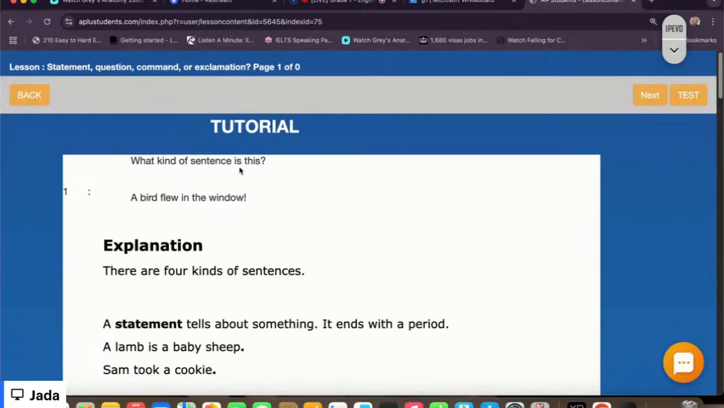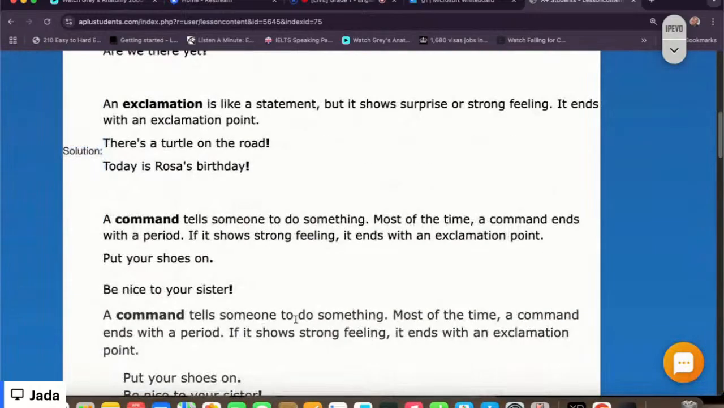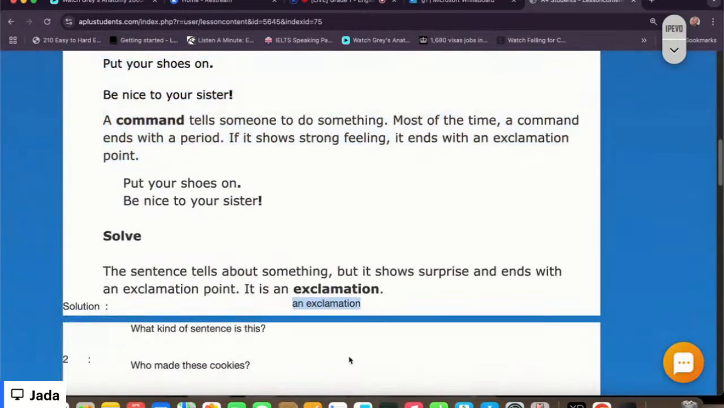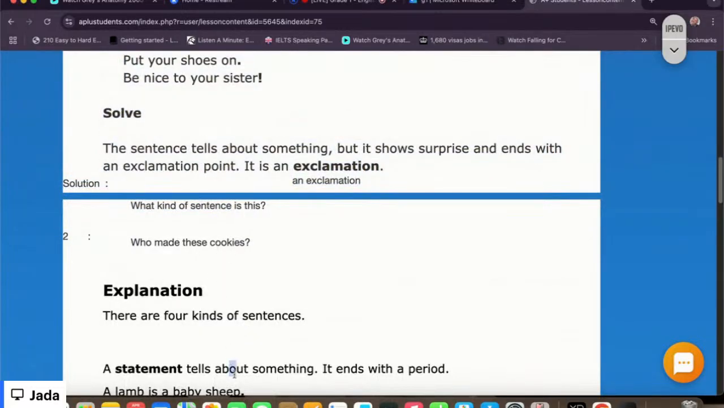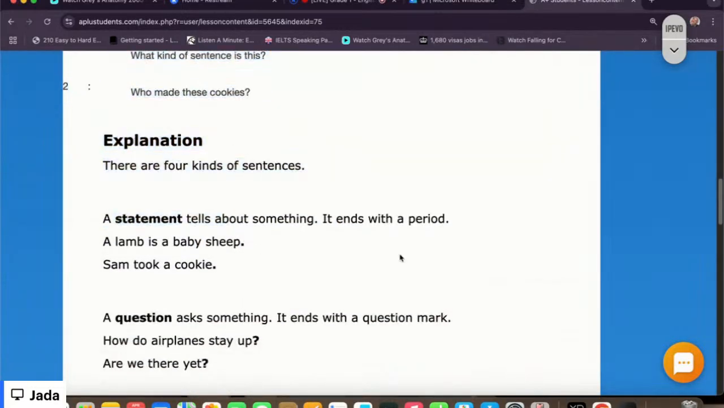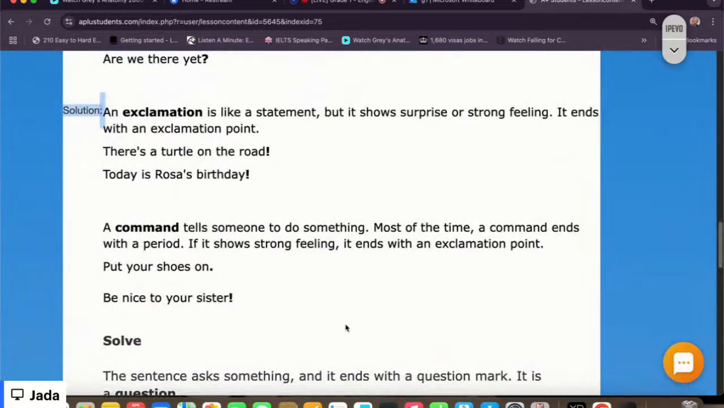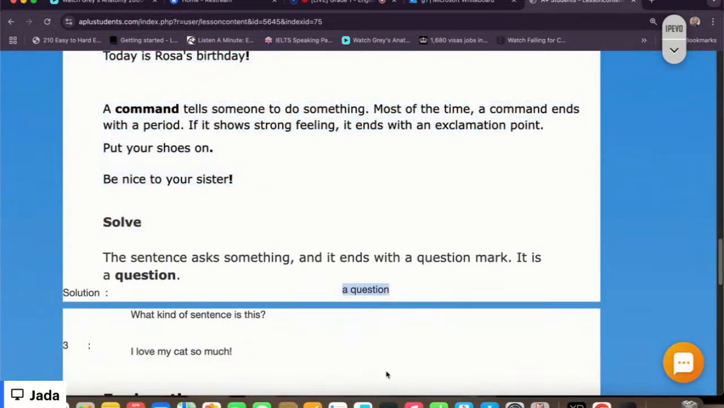Okay, so what kind of sentence is this? A bird flew in the window. This will be what? Exclamation. Okay, because it's telling us about something, but it is showing surprise and it ends with an exclamation point. What kind of sentence is this? Who made these cookies? Question. It's asking about something.